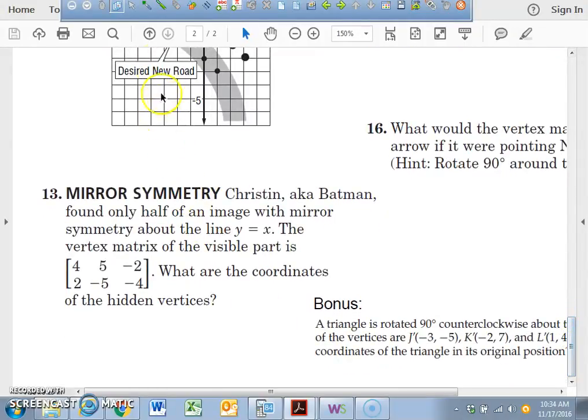The cars pollute the air around the trees. Now, number 13 is dealing with the concept called mirror symmetry.